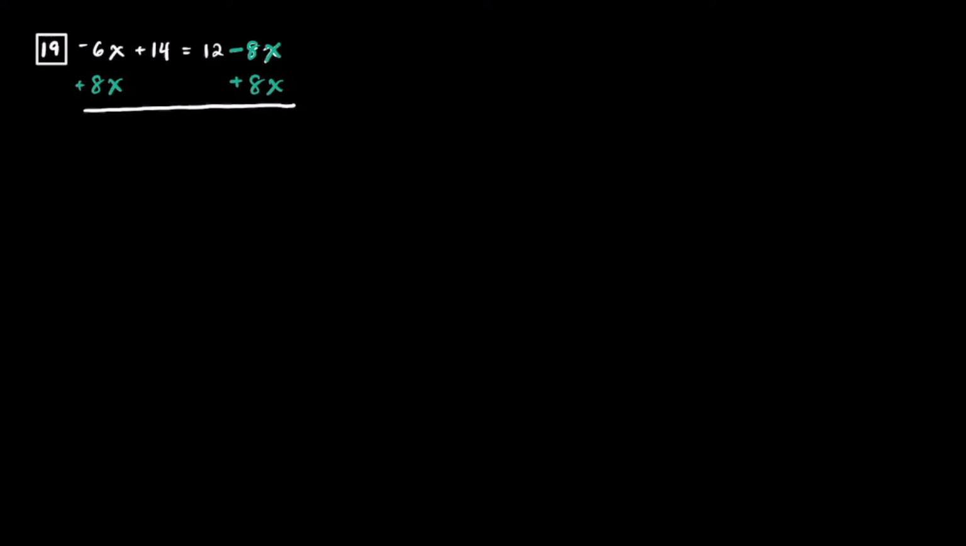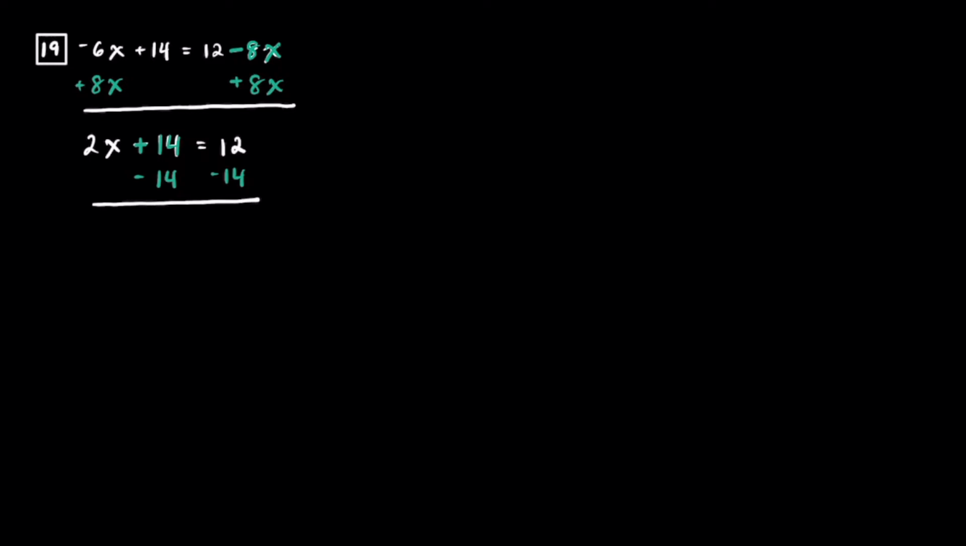If you wanted your variables on the right side, you could add 6x, but this is what I'm going to do. On the left, this negative 6 plus 8, that should equal positive 2. It's just 8 minus 6. So that's going to be a positive 2x plus 14 is just equal to 12 on the right. There's no more x's. So again, this is just a two-step equation now. So to solve for x, let's go ahead and take this plus 14 and try to move it to the right side by subtracting 14 from both sides of the equation.